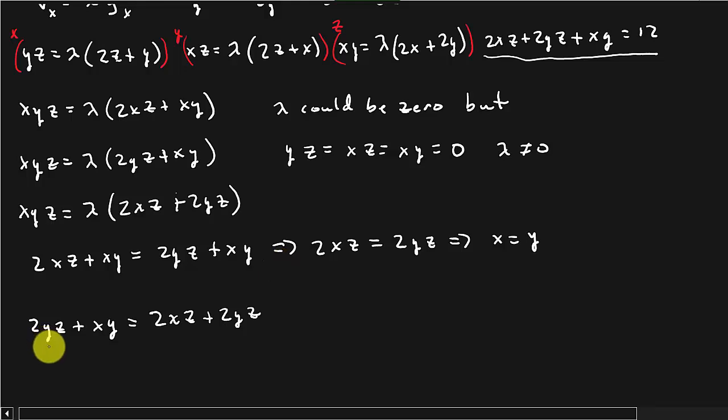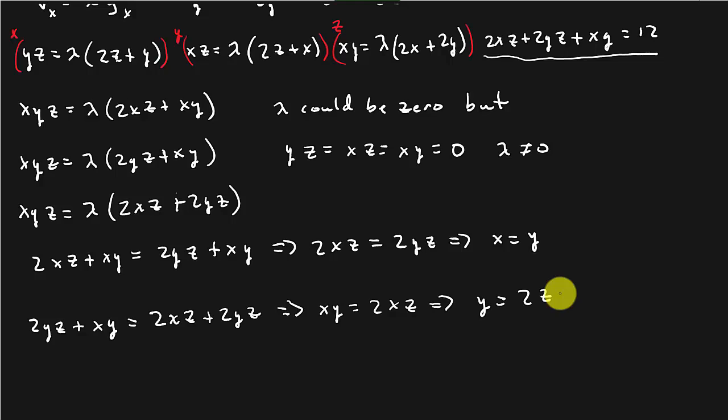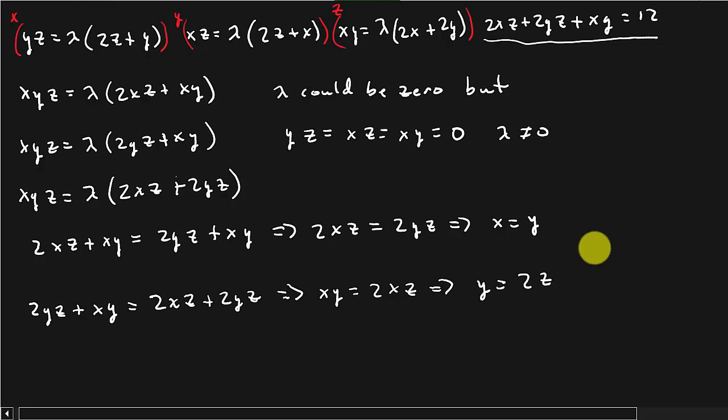So what do we have here? Notice the 2yz and the 2yz cancel out. So this tells me that xy is equal to 2xz, and so y is equal to 2z. We can divide by x because we know it's not going to be 0. What I'm going to do now is take my equation 2xz plus 2yz plus xy equals 12.